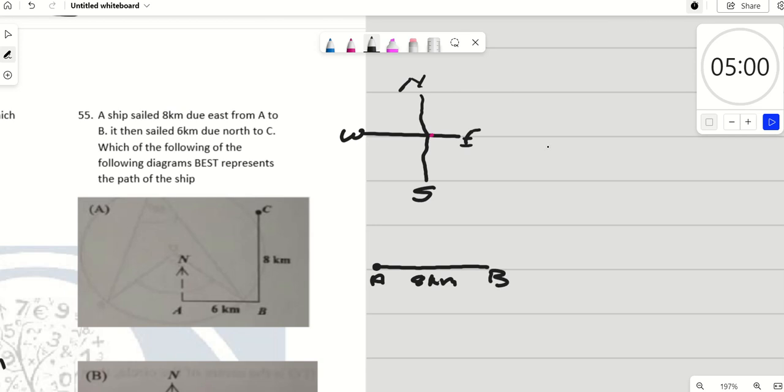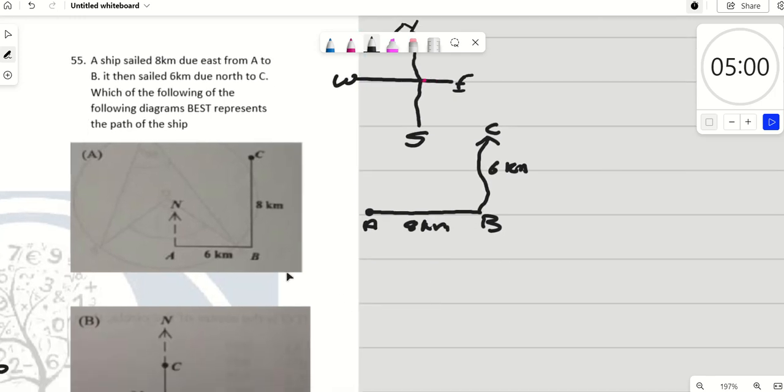And then they said 6 kilometers from B to C, you're going to the north, which is upwards. So B to C, this is upwards here. So this is C, this should be 6 kilometers, and we go north. So this is how your shape's supposed to look. Now let's look at it. Let's compare the two, right?